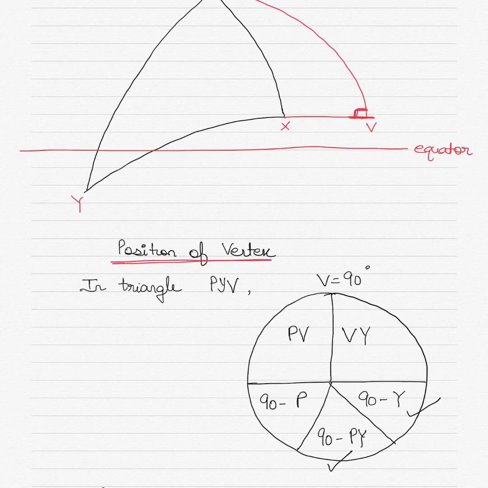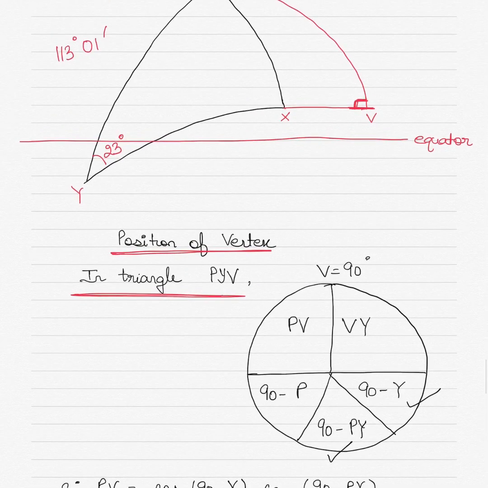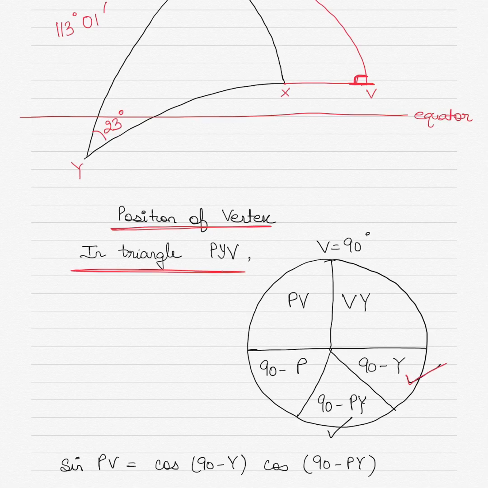I will find out the position of the vertex using the triangle PYV, because I know this value as 23 degrees. I know PY as 90 plus 23, what was it? 113 degrees 01 minutes, am I correct? Yes. So I know two sides and I know the 90-degree angle. That should be good enough for me. So I know 90 minus Y here and 90 minus PY.